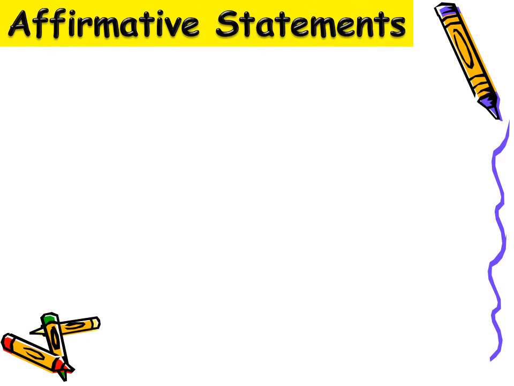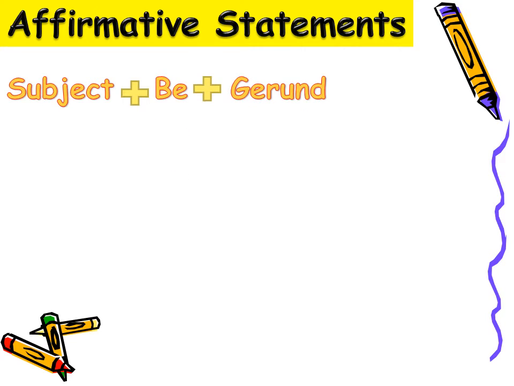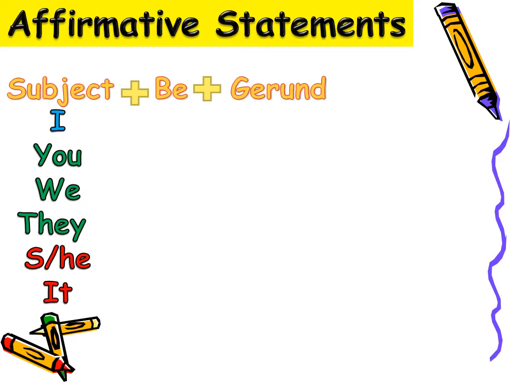First, the affirmative statements. What's the form of the affirmative statement? I have to put the subject and then verb to be and then gerund. Gerund means the verb with the ing. How can I put it?